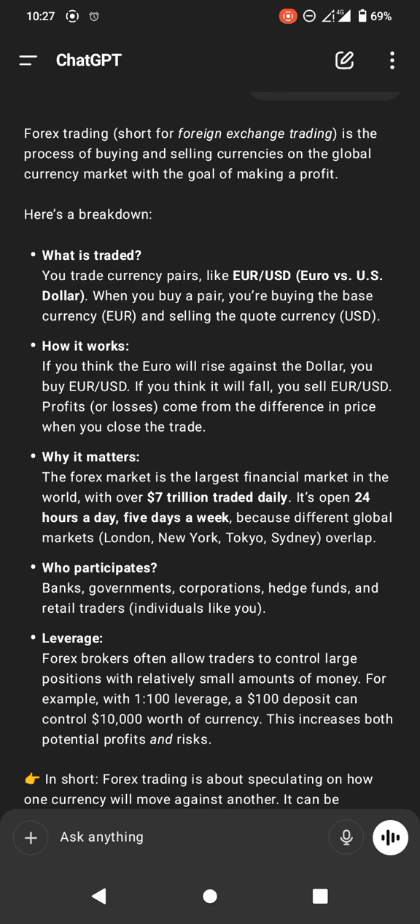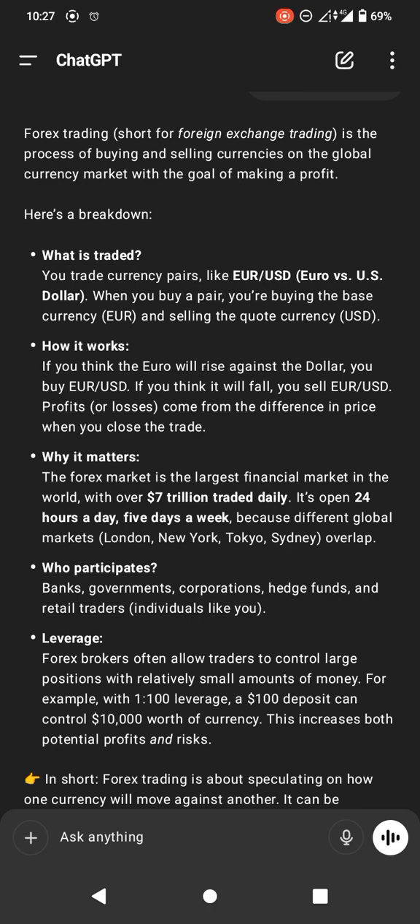Now, how does it work? If you think the euro will rise against the dollar, you buy EUR/USD. If you think it will fall, you sell EUR/USD. Profits or losses come from the difference in price when you close the trade. As I said earlier, if you think the euro is going up, you are buying the euro and selling the other currency paired with it automatically, which is the dollar. Let's say you want to buy EUR/USD: you are buying the euro and selling your dollar.